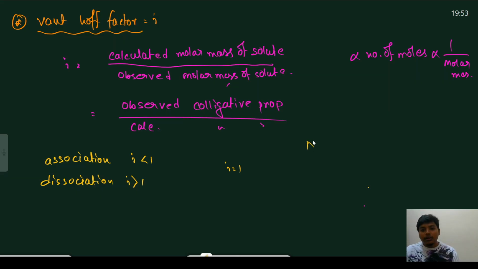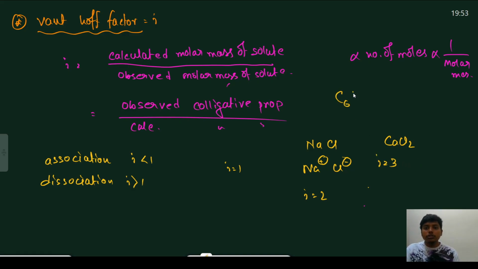Like NaCl. NaCl dissociates into 2 parts, Na plus and Cl minus. Yes or no? So the i value will be 2. Clear? Now if I ask you what is the i value for CaCl2? Tell. 3. Yes or no? The i value will be 3.